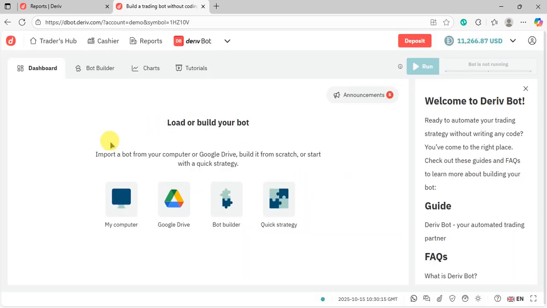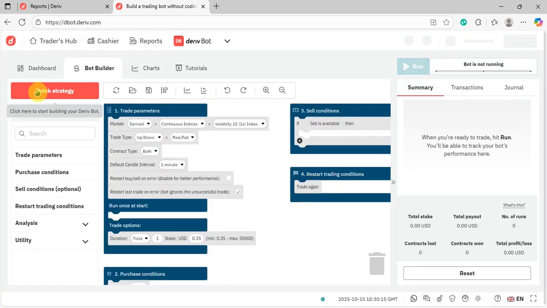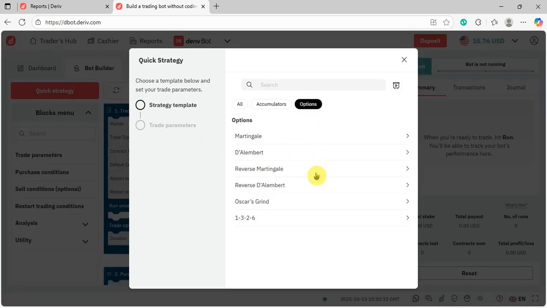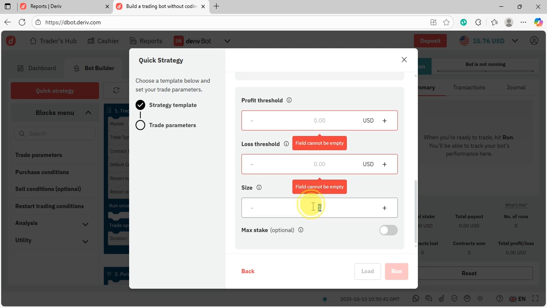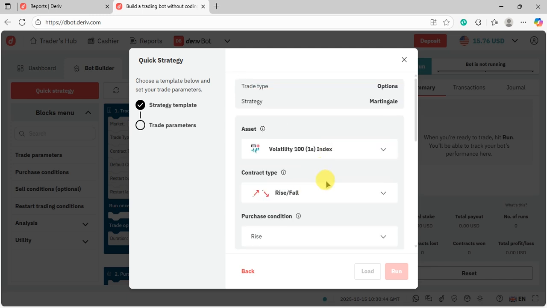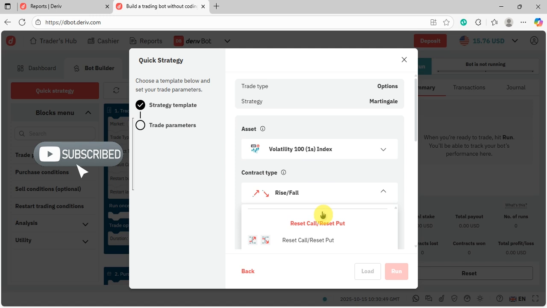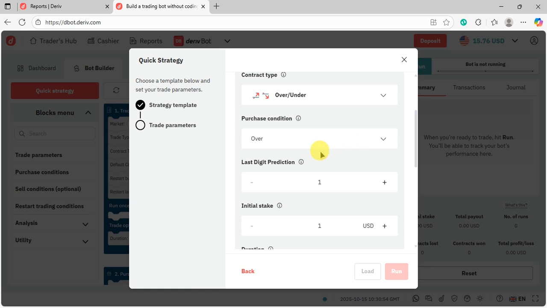Now I'll just skip because I know what I am doing here, and then I just choose bot builder. I skip again and then choose a quick strategy here. So here I'll come to options, and then I need to choose Martingale here. I can choose Martingale, and then on the Martingale, I can just choose 1. Now let's go here and choose on the digits. We have over and under, so I need to choose over and under, and then I choose over, and then I choose the digit is 0.